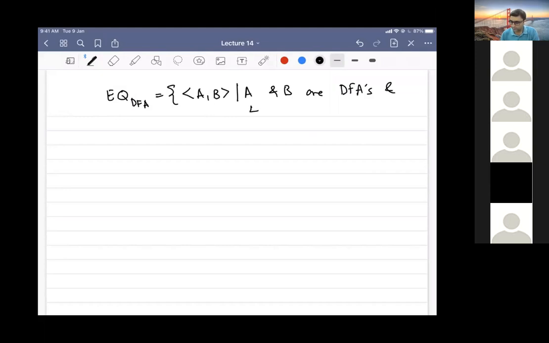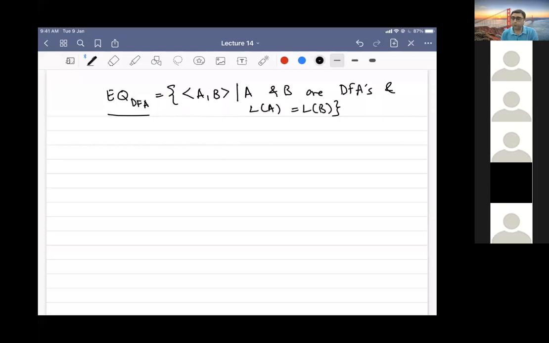And the language of A is the same as the language of B. So if, for any two DFAs, the languages are the same, they are in this set, EQDFA. If their languages are different, they are not there, right?